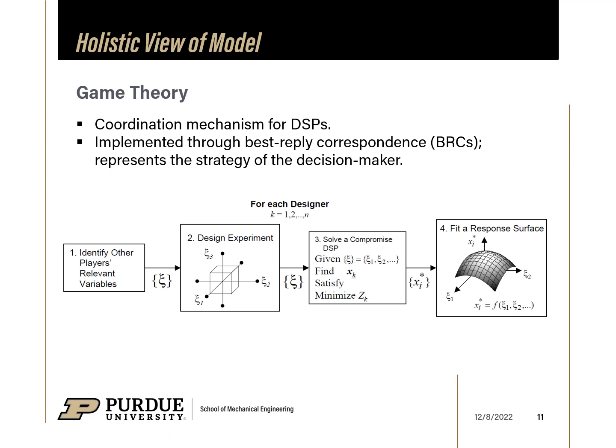As can be seen on the slide, there are four steps to develop the BRCs, and that's to identify other players' relevant variables, to do a design experiment or to set up a simulation of what would occur, to solve the compromised DSP with the deviation function, and then to fit a response surface, or basically all of the responses that could occur for the one player, the decision maker, based on the decisions or choices of another player.